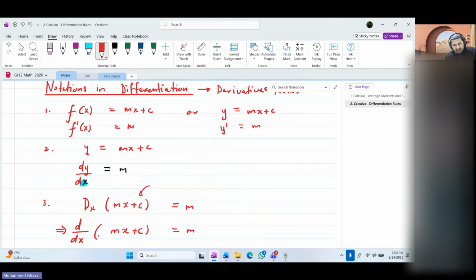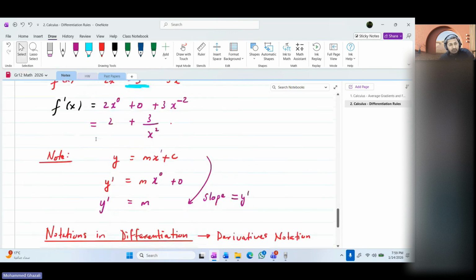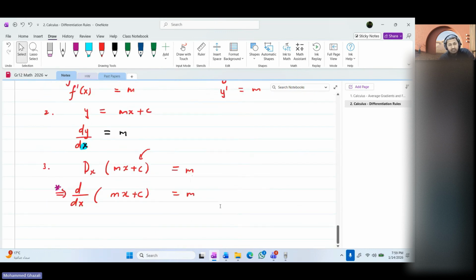So these are the three different notations. We hardly use d/dx of mx plus c, but these are the important ones. I'll just put an asterisk here. We hardly use this, but you see these types of questions. It means the derivative of the function. What is the derivative of mx plus c, which is m? These are the notations that we use. Right, so moving on to the next example, which is example number 14.